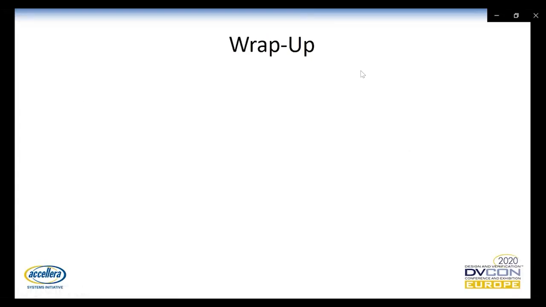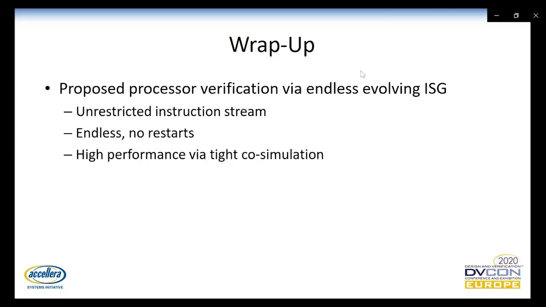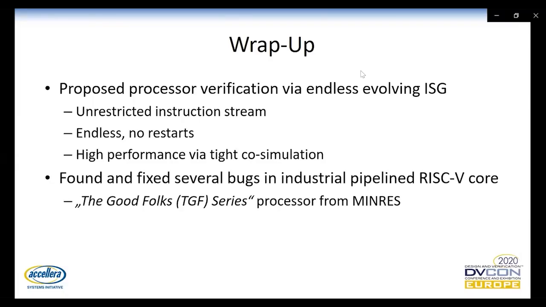So in summary for the second part, we presented an efficient processor verification approach for RISC-V using an endless and dynamically evolving instruction stream generation. The three main benefits include that the instruction streams have no restrictions on the control flow and long test sequences are considered by being endless. And in addition, a high simulation performance is obtained by using a tight co-simulation.